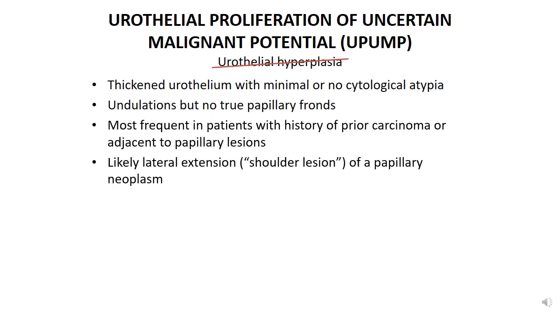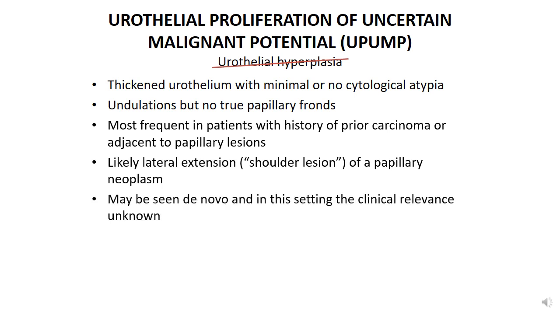This is typically seen in patients with history of prior carcinoma or adjacent to papillary lesions. So most of the time it is likely going to be a so-called shoulder lesion or lateral extension of a papillary neoplasm. If there is no previous history of neoplasm, then it may be seen as a de novo finding, and in this setting the clinical relevance is somewhat unknown.